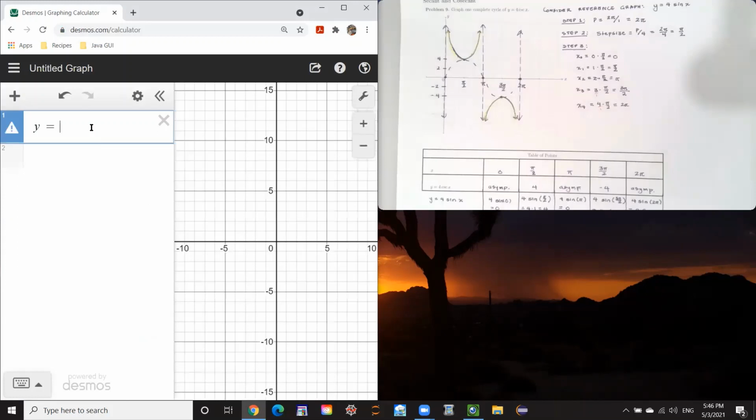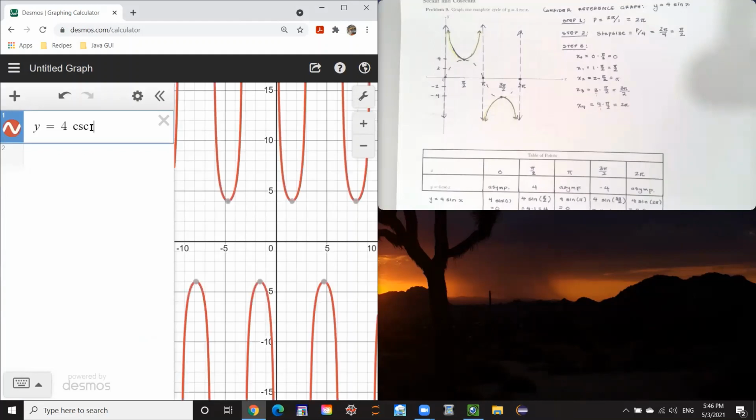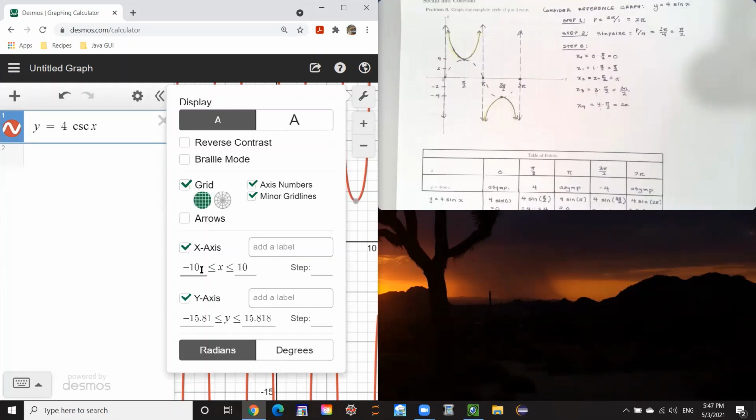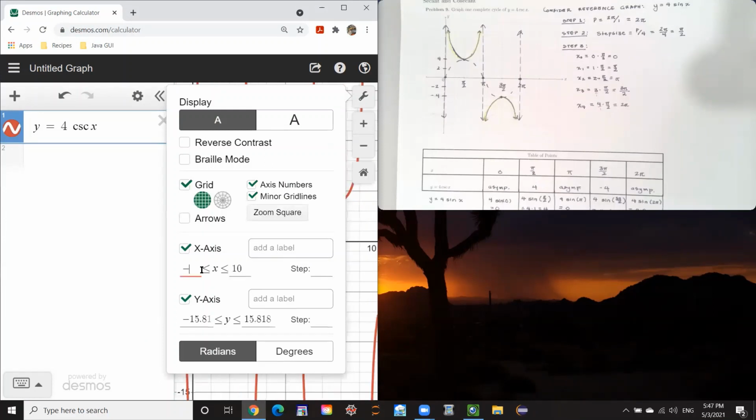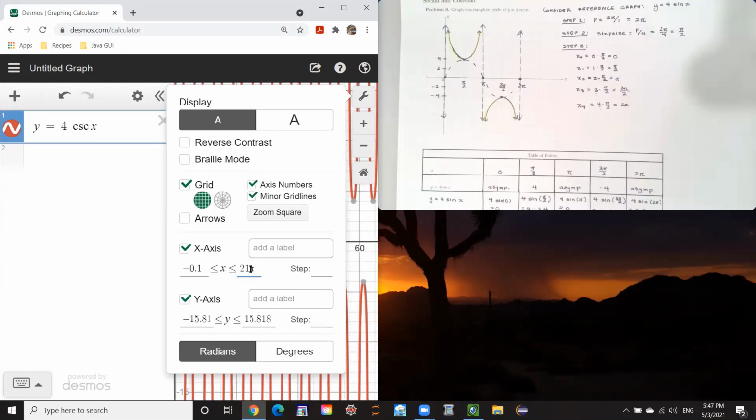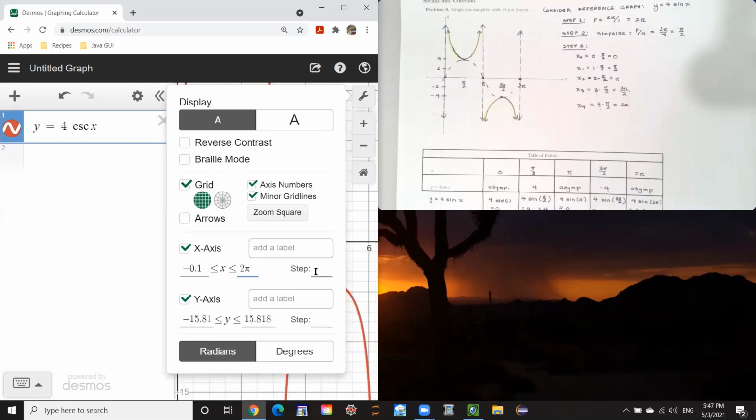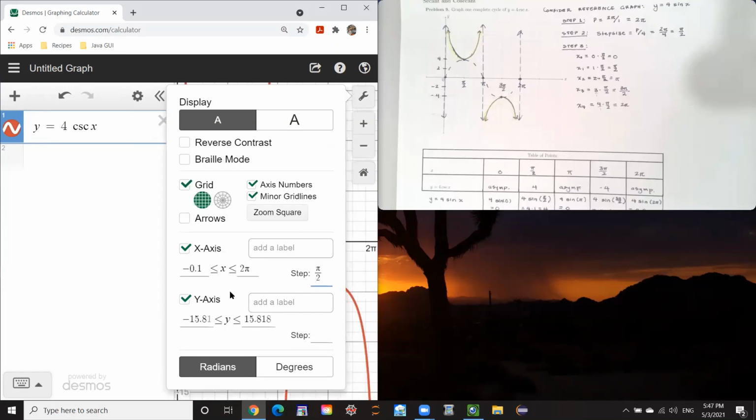All right, so we had to graph 4 cosecant of x. And I'm going to restrict the window so that we see just what we have. So maybe I'll go from negative 0.1 to a maximum x value of 2 pi. And the step size was pi over 2. For the y-axis, I think the maximum value that we had was, this would be 6, 8, 10. So I'll go from negative 10 to 10.